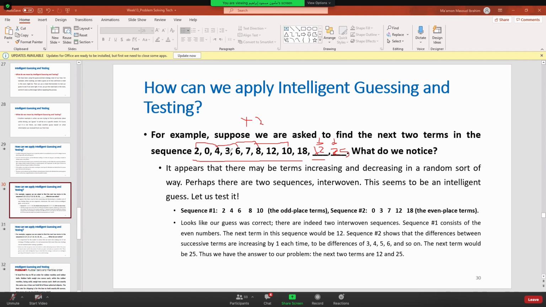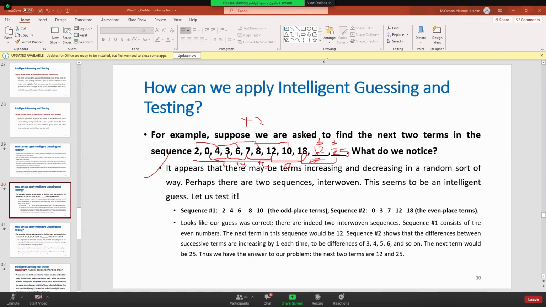So based on this sequence, we have 0 plus 3. Here, I will write here, we have added 3. Then 3 to 7, we have added 4. Then 7 to 12, we have added 5. Then from 12 to 18, we have added 6. So now it is supposed to add 7. Then the number will be 25. That's correct. Good.